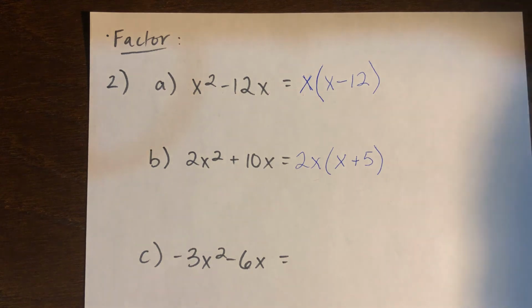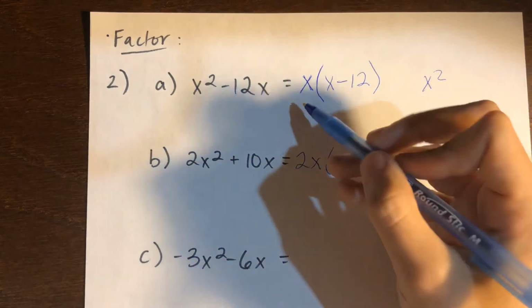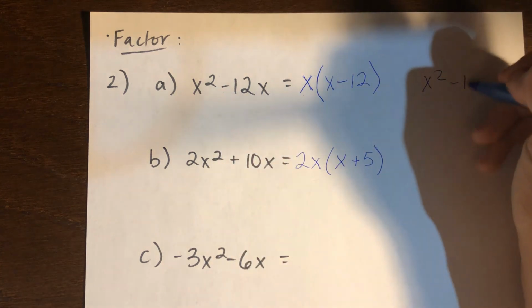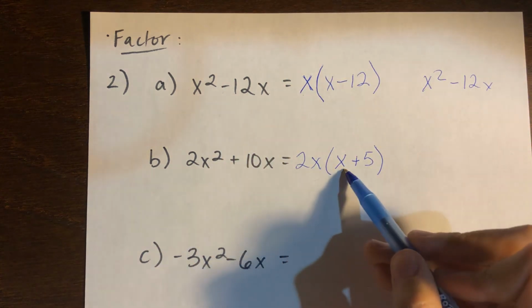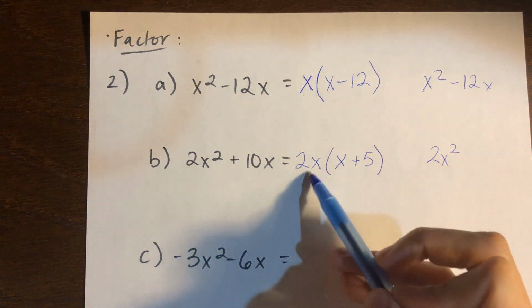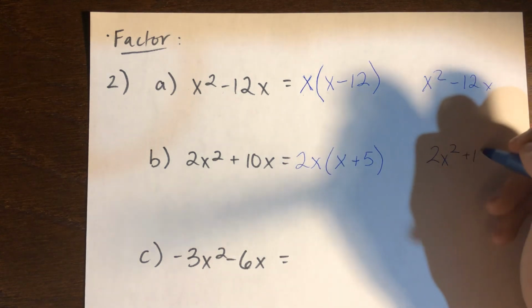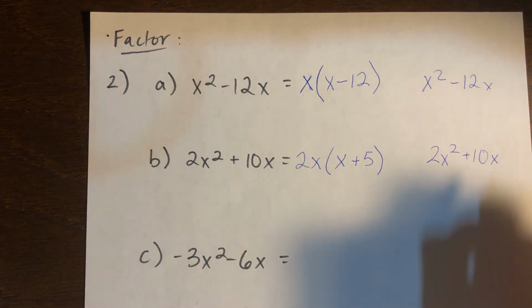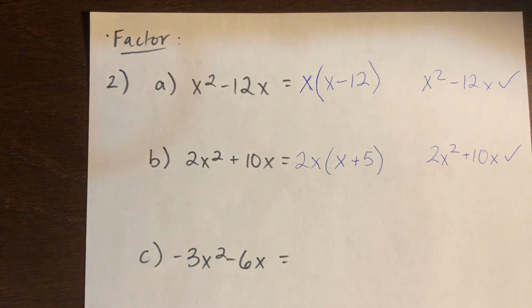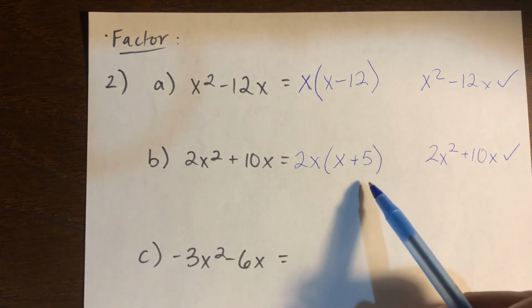And if you want to check your work, you can distribute. x times x is x squared, and then x times a negative 12 is negative 12x. Here we have 2x times x, which is 2x squared. 2x times a positive 5 would be positive 10, bring the x. So we know that these work, they verify. You don't have to verify, this is just me showing you that this is what we're doing.